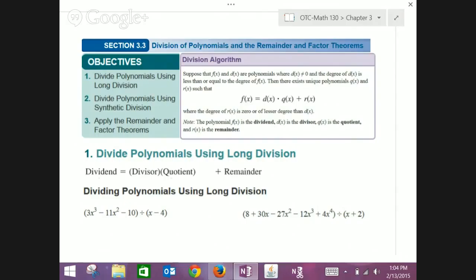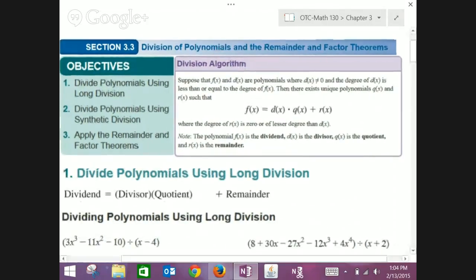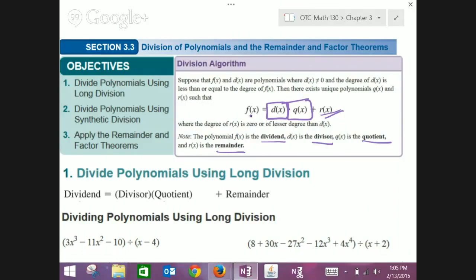So we're going to learn both types of approaches there. Given any polynomial or any function, we can always write it by the divisor: the dividend, divisor, quotient, and remainder. If we take the divisor times the quotient plus the remainder, we get the original function. Ideally, we want the remainder to be 0. That's when we factor it.